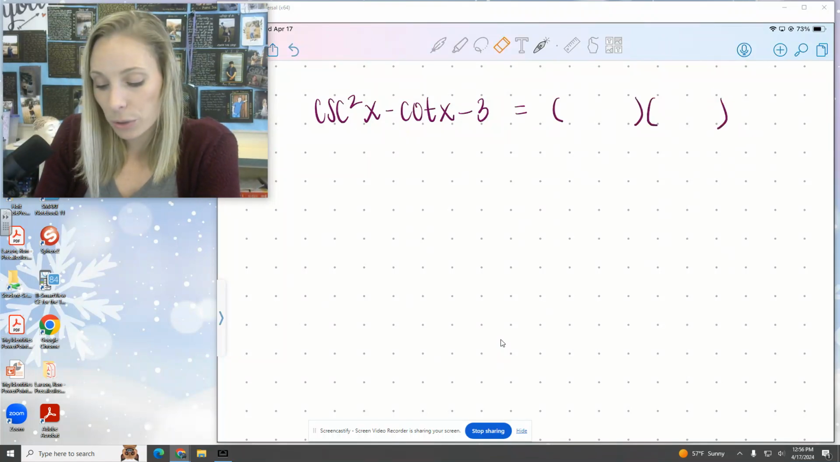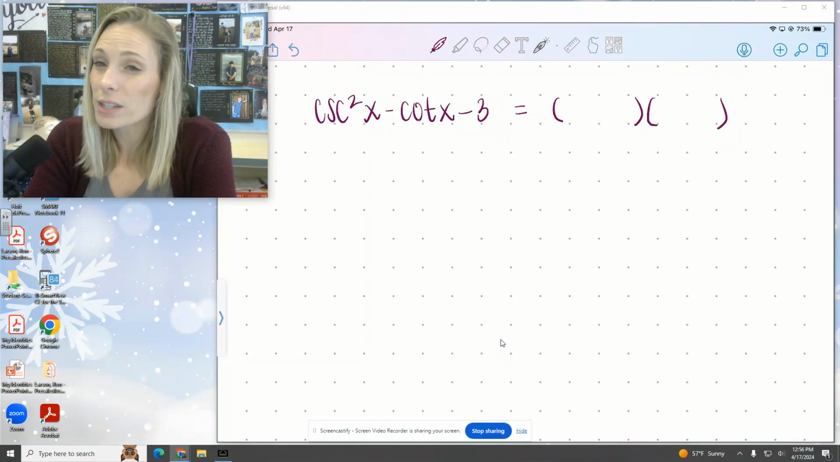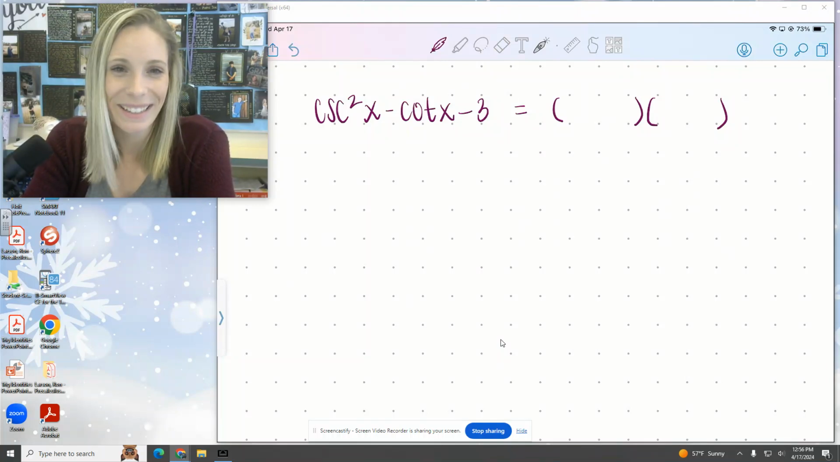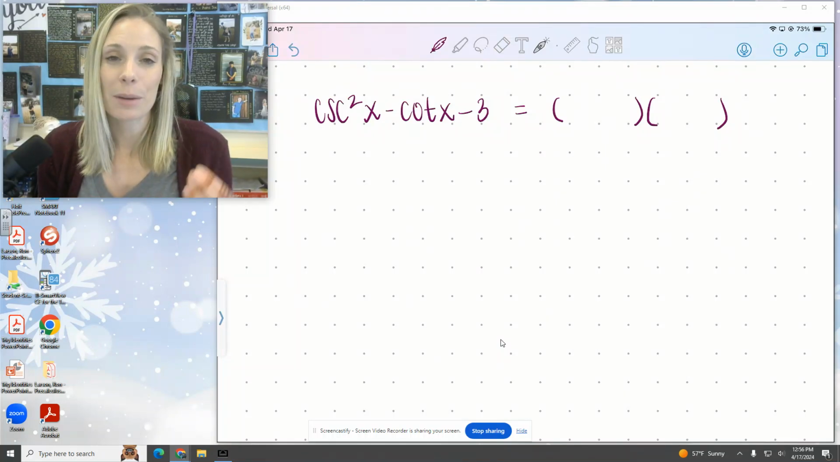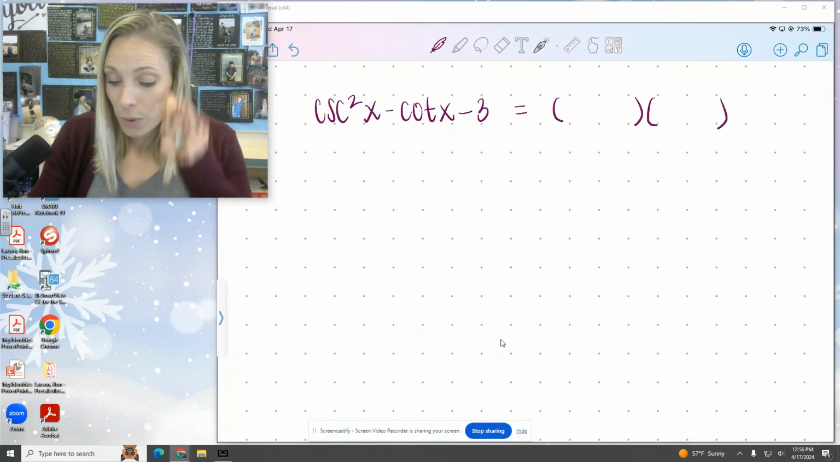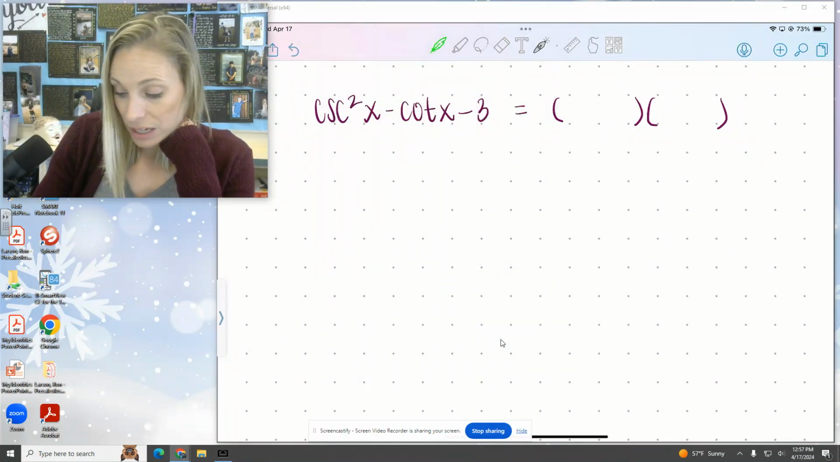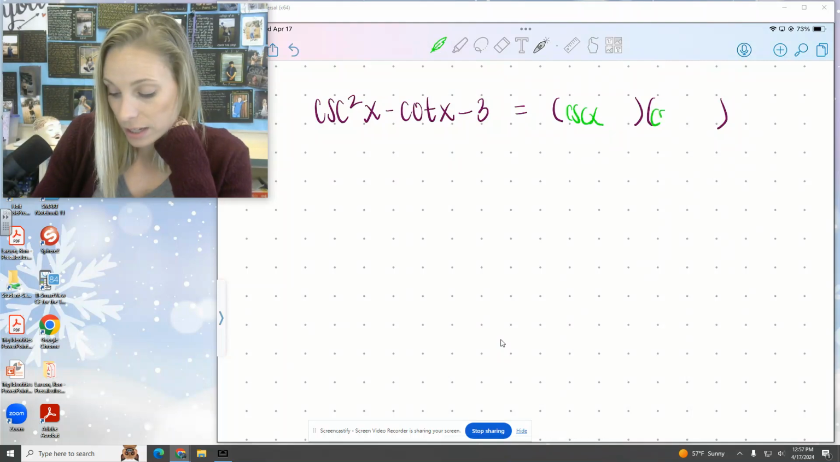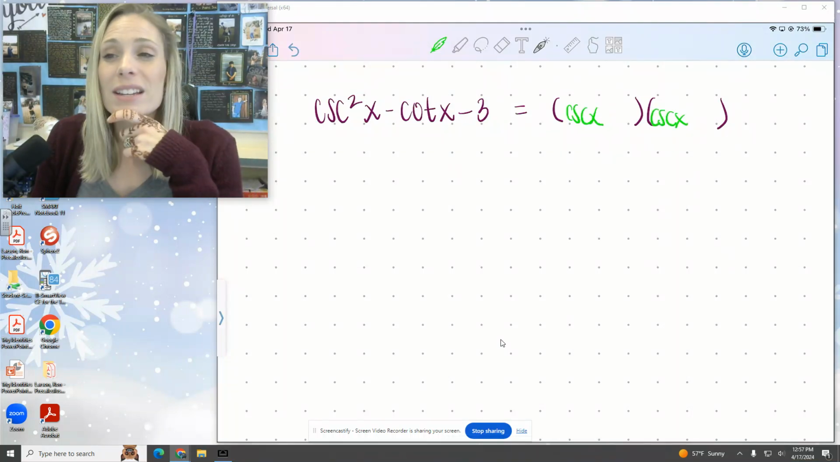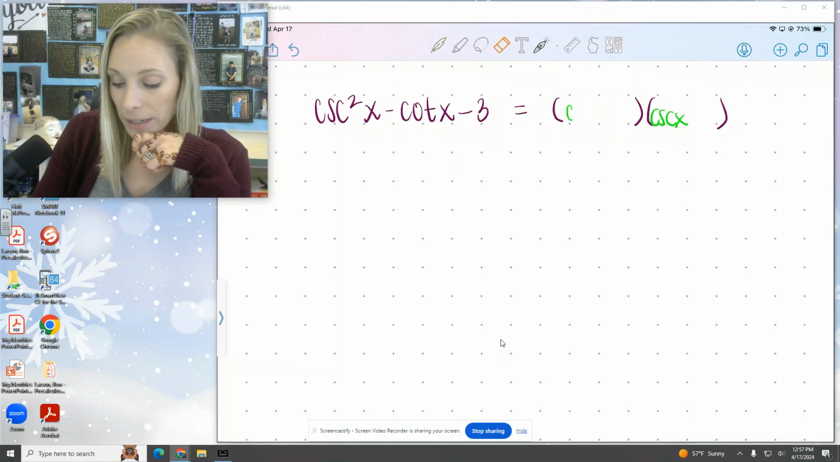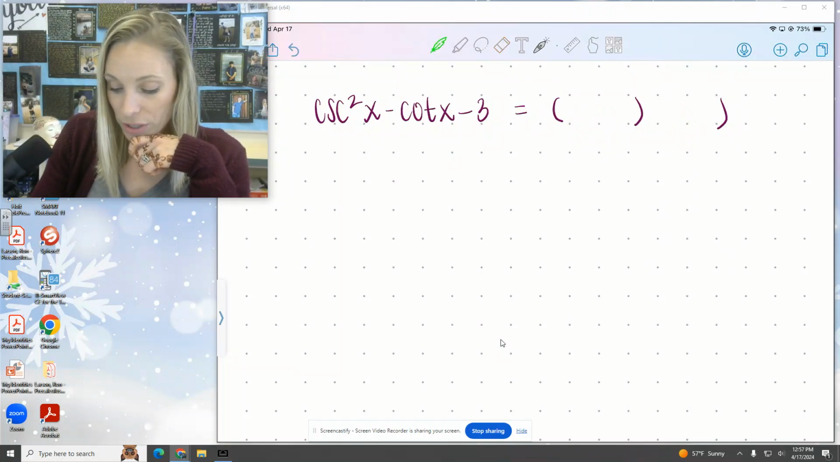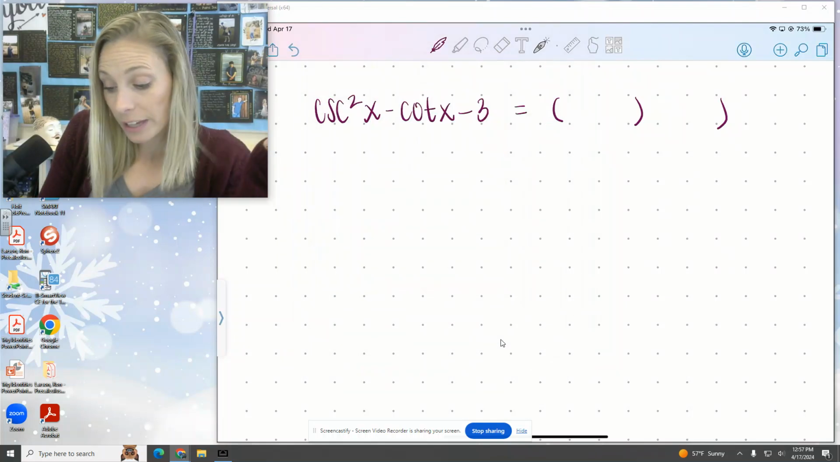Now, something you might notice is I have a cosecant squared and a cotangent. That's bad news bears. If you're trying to factor it, you have to have them be the same trig function. These are not the same trig function. So if I was like, you know what, I'm going to lead this with a cosecant of x, there's no way to get a middle term of cotangent. It doesn't work.